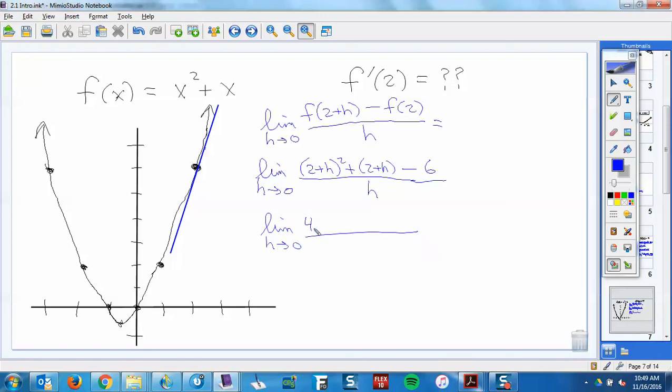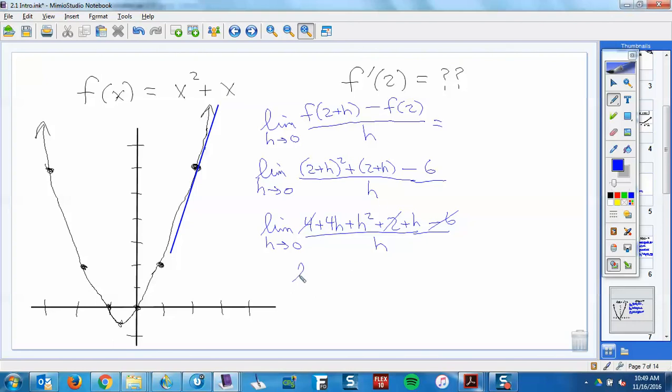2 plus h squared would be 4 plus 4h plus h squared plus, we really don't need those parentheses there because we didn't have anything to multiply. If this was 3x, then we'd have had 3 and then parentheses 2 plus h, right? So I didn't really need those parentheses. Now look what happens. 4 and 2 make 6, take away 6, they cancel out. That's a beautiful thing. That's what we wanted to happen.